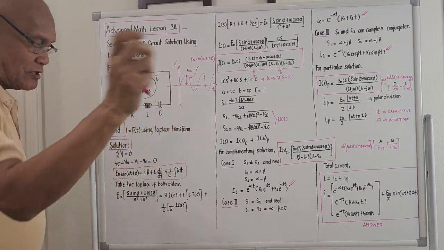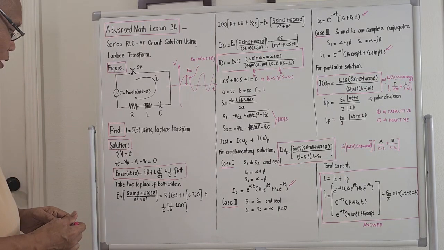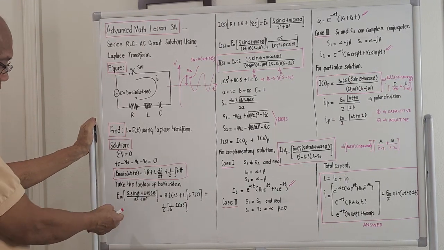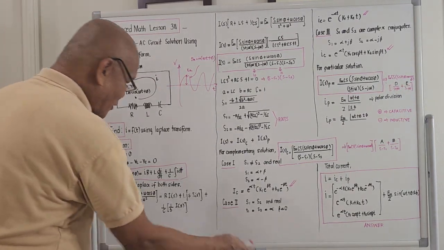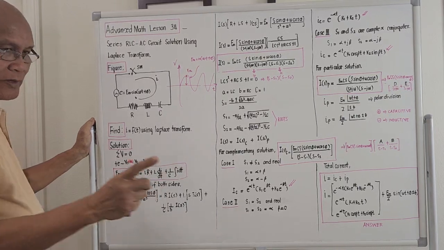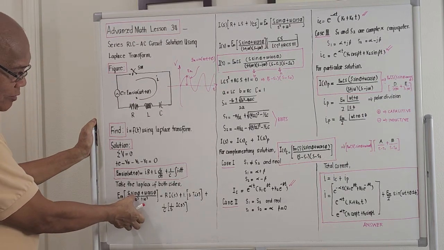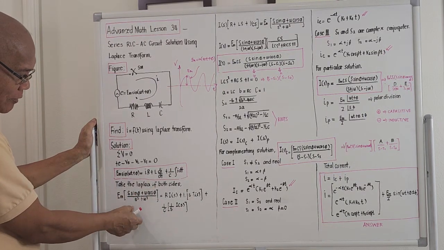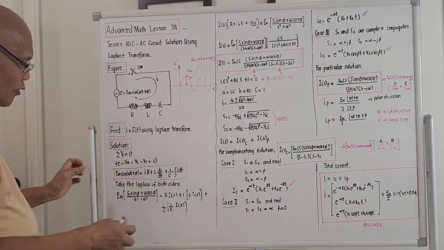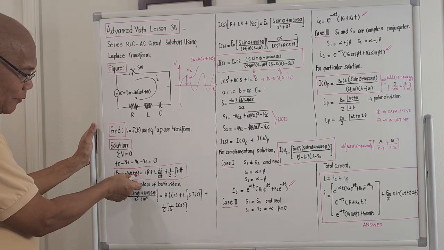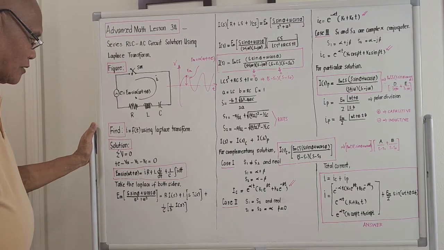So the next step is to take the Laplace transform of both sides. For the left-hand side, E sub m is constant, so this should be E sub m. And the Laplace transform of sine of the quantity omega t plus angle p, go back to your transformation formulas, is S sine of angle p plus omega cosine of angle p all over S square plus omega square. That's the Laplace transform equivalent of sine of the quantity omega t plus angle p. We derived that one. It is one of the Laplace transformation formulas.